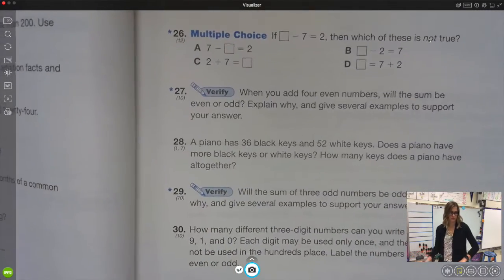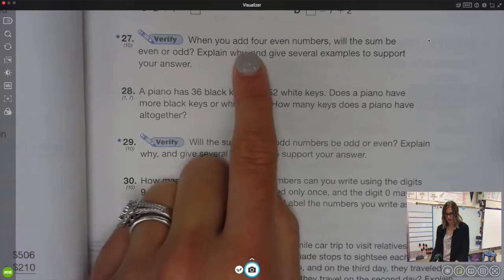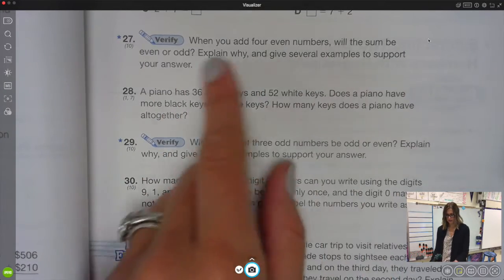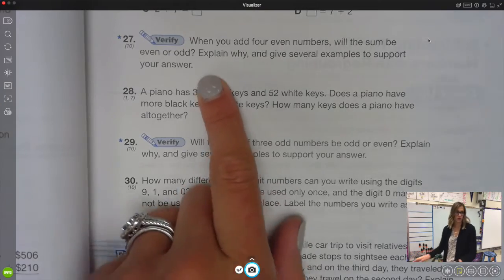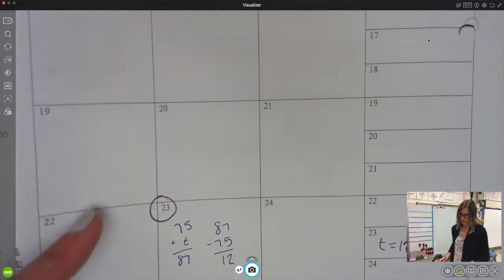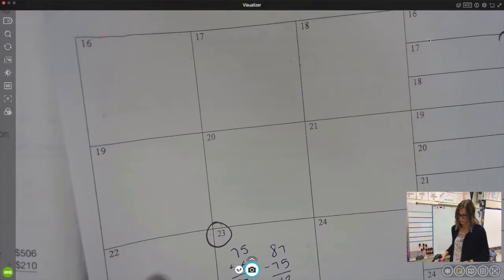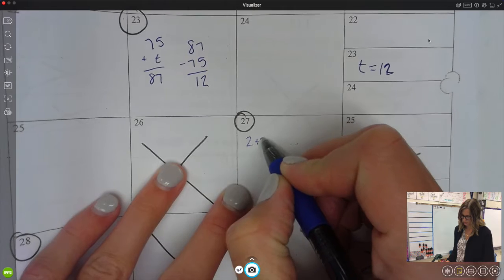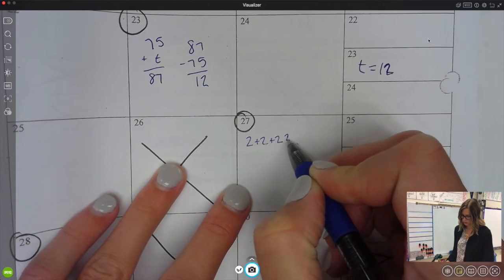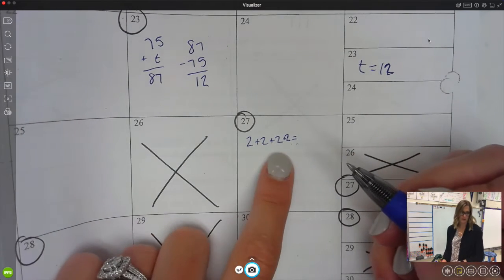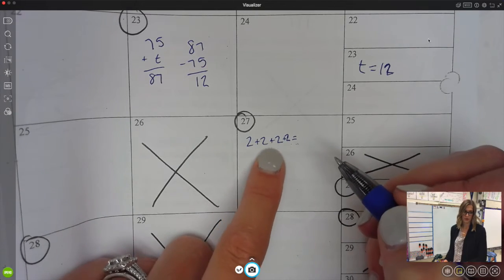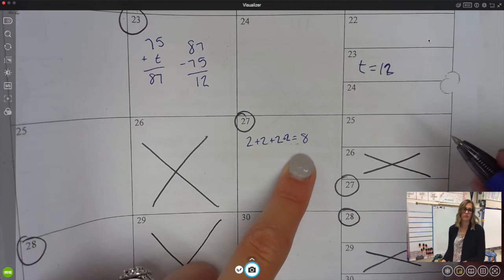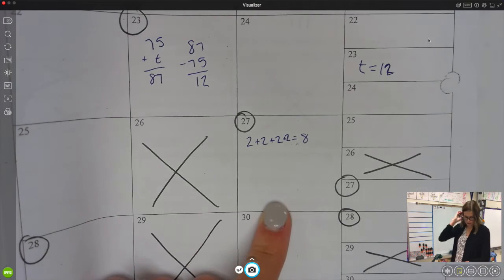27. When you add 4 even numbers, will the sum be even or odd? Explain why and give several examples to support your answer. Let's take some even numbers, 4 even numbers. Let's start with 2 plus 2 plus 2 plus 2, right? Even, even, even, even. 2 plus 2 is 4, plus another 2 is 6, plus another 2 is 8. Is 8 even or odd? Even.